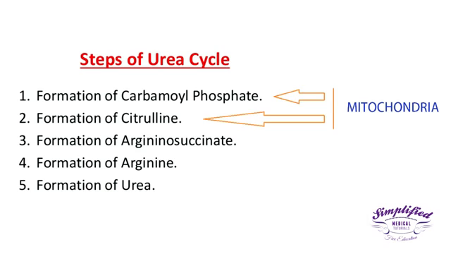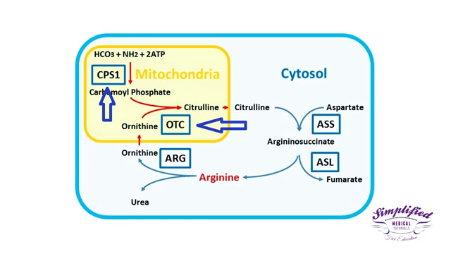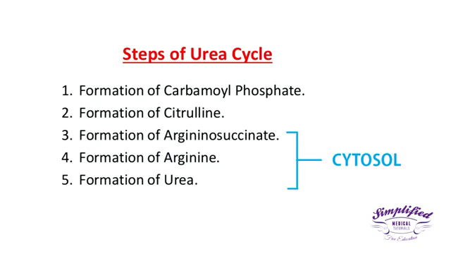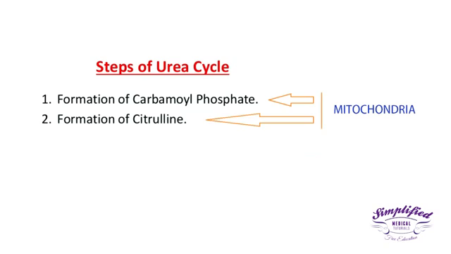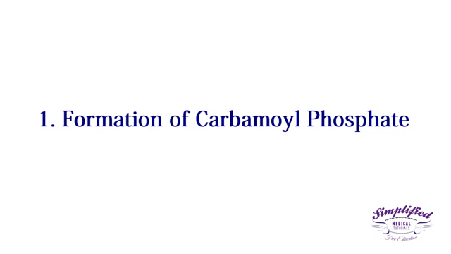The first two reactions occur in the mitochondria because the required enzymes are present in the mitochondria, whereas the remaining cycle takes place in the cytosol. Now, let's look at the two steps that occur in the mitochondria. The first step is the formation of carbamoyl phosphate.